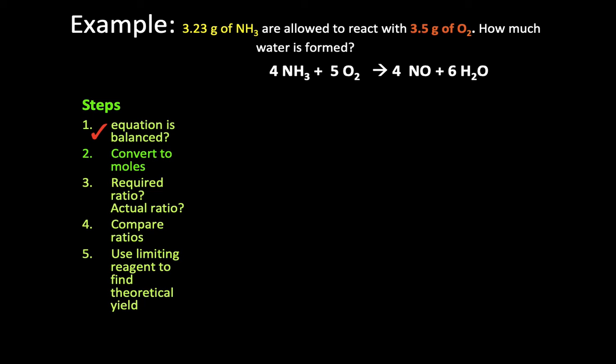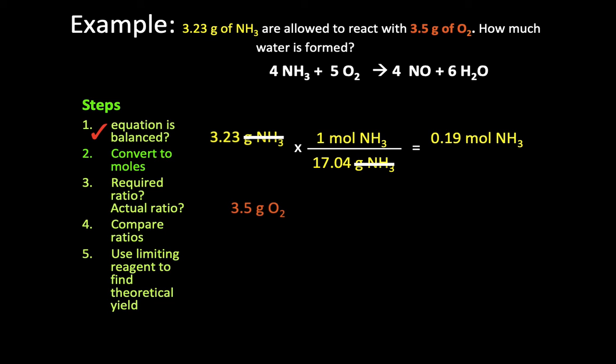In step 2, it tells us to convert our givens into moles. Reading from the problem, our two givens are 3.23 grams of ammonia and 3.5 grams of oxygen. We're going to use the molar ratios to change from grams into moles. So 1 mole of ammonia is equal to 17.04 grams of ammonia. We use that to cancel out our grams and leave us with 0.19 moles of ammonia. We'll do the same with oxygen, using oxygen's molar mass, and that will allow us to know that we have 0.11 moles of oxygen. At this point, we've now done step 2.